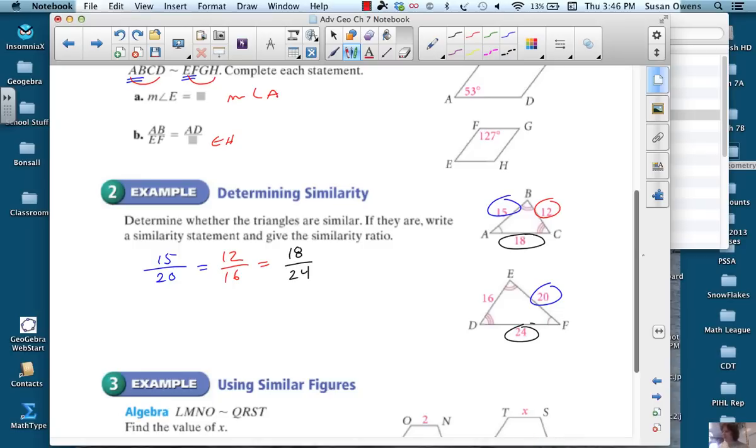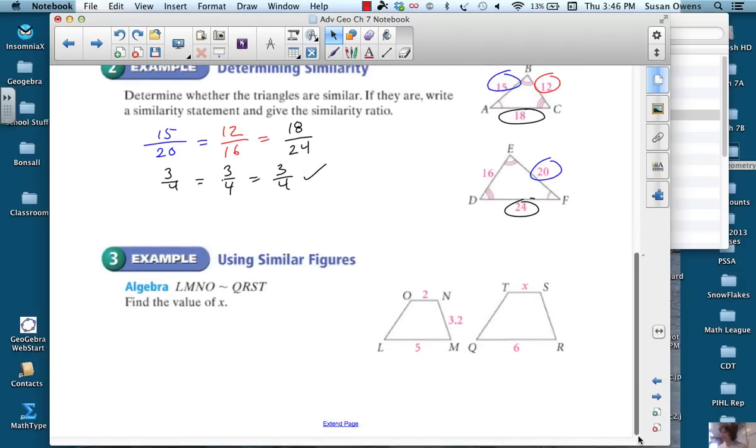So this one you can divide by the 5 and it reduces to 3/4. This one you can divide by the 4 and you get 3/4. And this one you can divide by the 6 and you get 3/4. And so these are all in the same proportion.